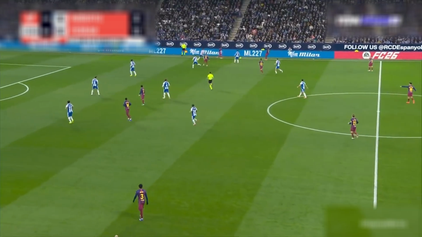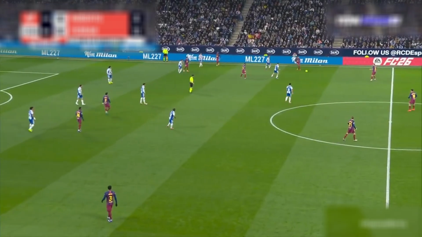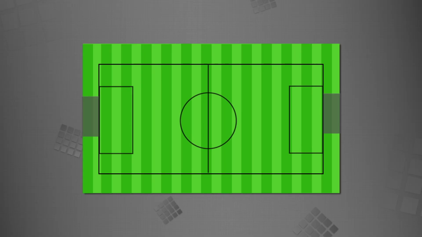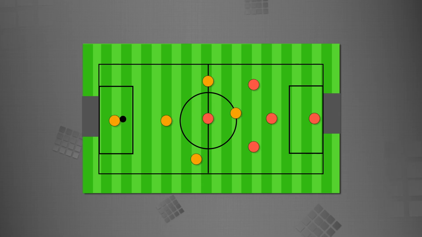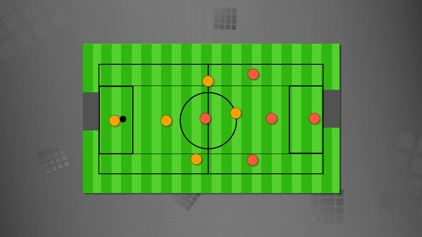Making space includes width, depth, and also space around the ball. This principle can be introduced quite early, once players start playing 5v5. At the basic level, we can train this principle using simple constraints. Wide channels help players understand the idea of stretching the pitch.